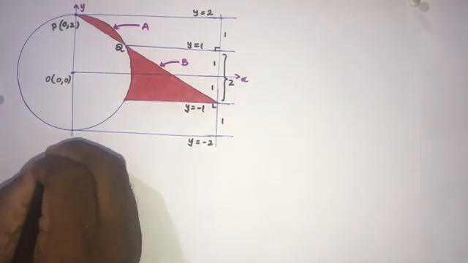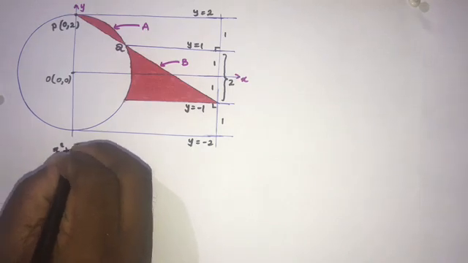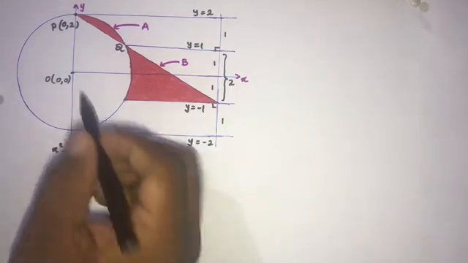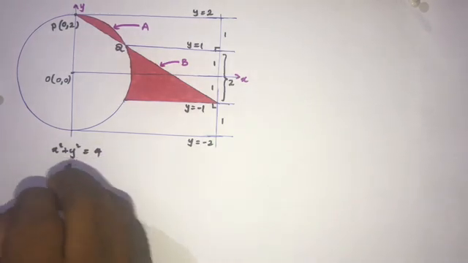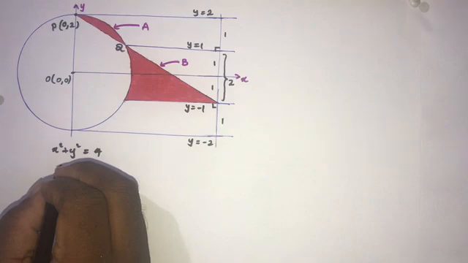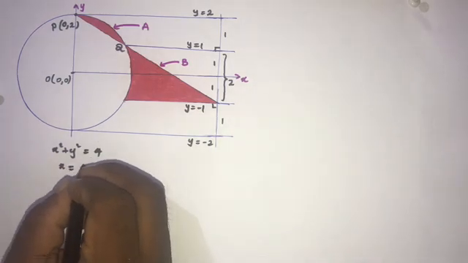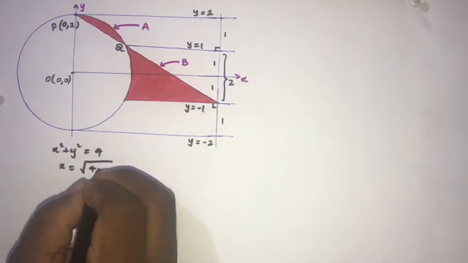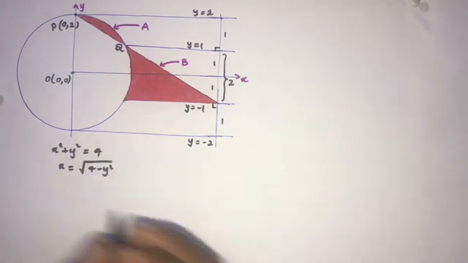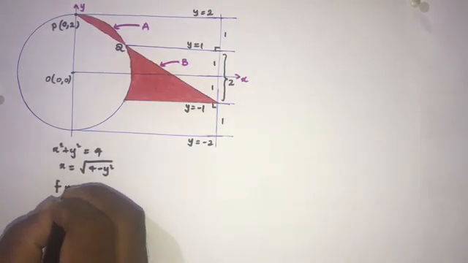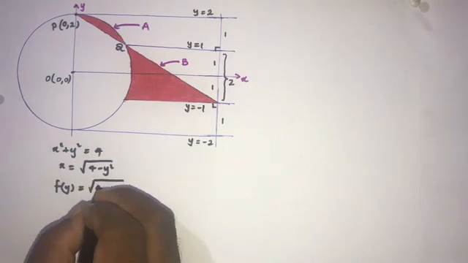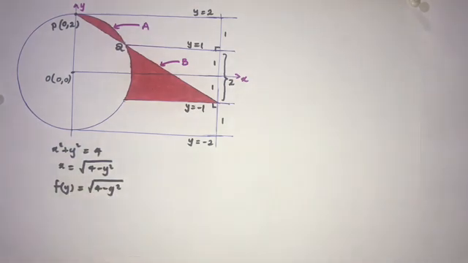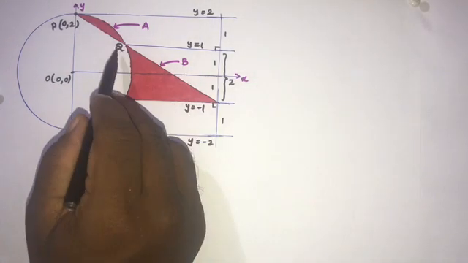So first we can write the equation of the circle. We know x squared plus y squared is equal to, the radius is 2, so here 4. Now I'm going to isolate x, so x is equal to the square root of 4 minus y squared, and I'm going to take this as f of y is equal to the square root of 4 minus y squared.